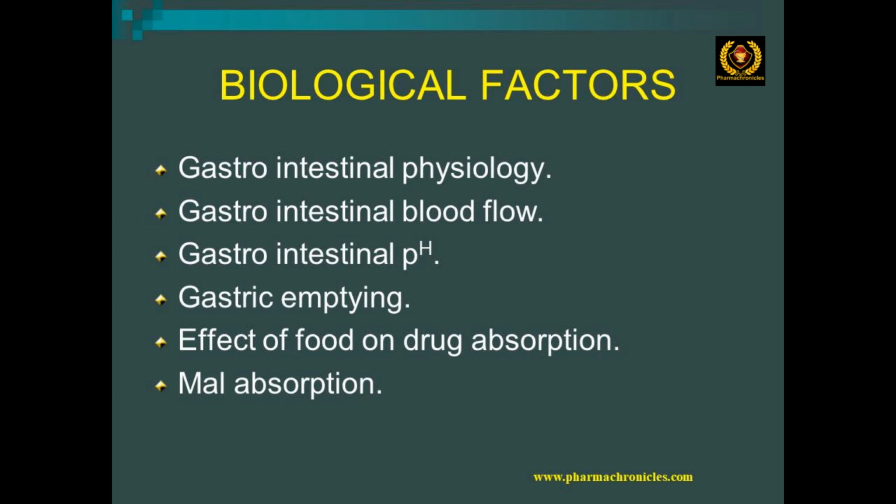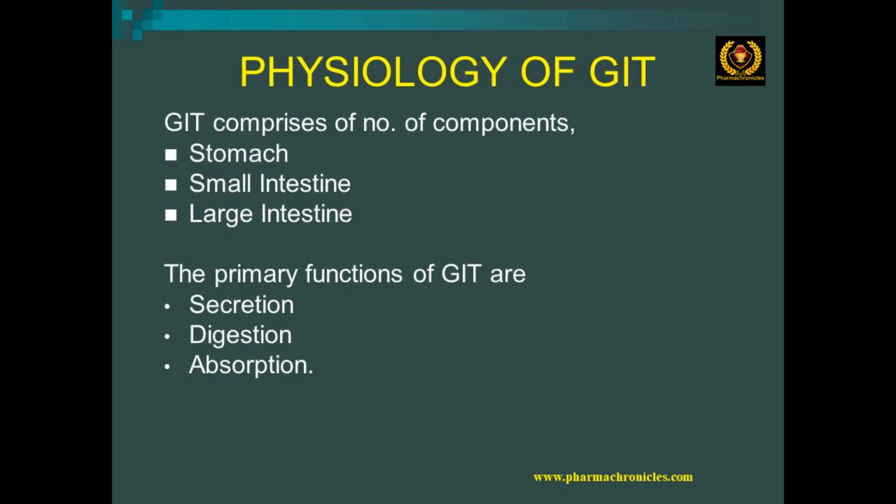Gastrointestinal physiology. Gastrointestinal blood flow. Gastrointestinal pH. Gastric emptying. Effect of food on drug absorption. Malabsorption. Physiology of the GIT. The GIT comprises a number of components: stomach, small intestine, large intestine. The primary functions of the GIT are secretion, digestion, and absorption.